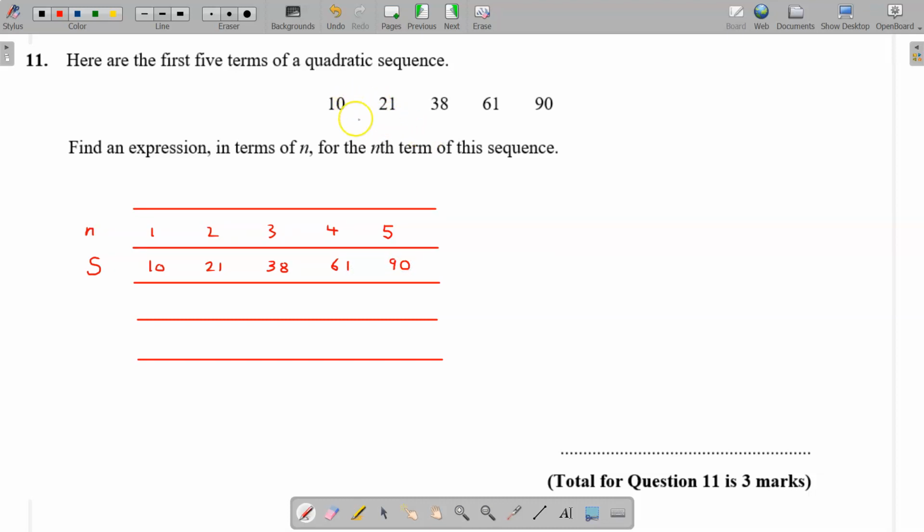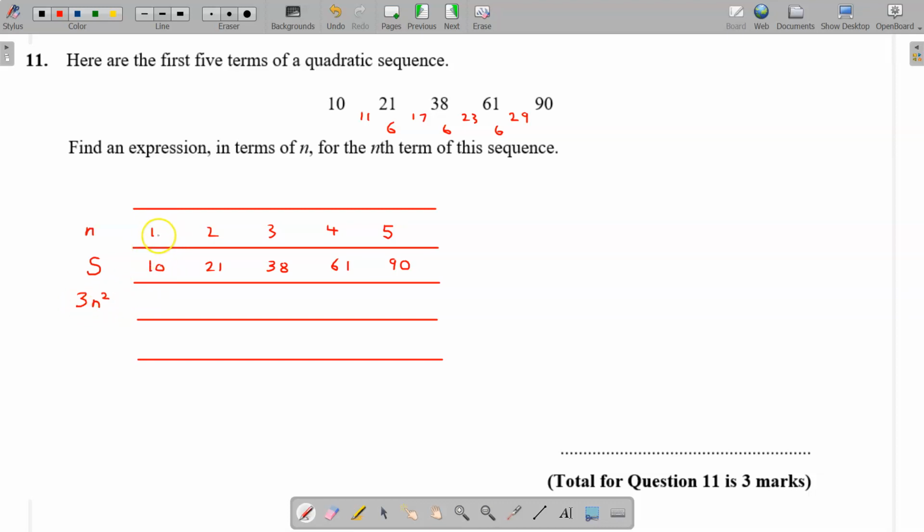I work out the first difference: 11, 17, 23 and 29. I expect those to go up as an arithmetic sequence, which they do. If they didn't, it wouldn't be a quadratic sequence. And the second difference, which should be a constant, in this case is of course 6. I then take half of 6, which is 3, and multiply it by n squared. So that 3 is half of the second difference.